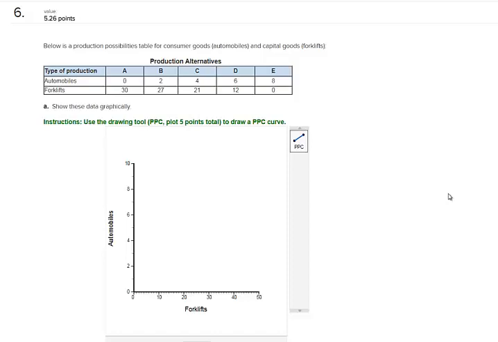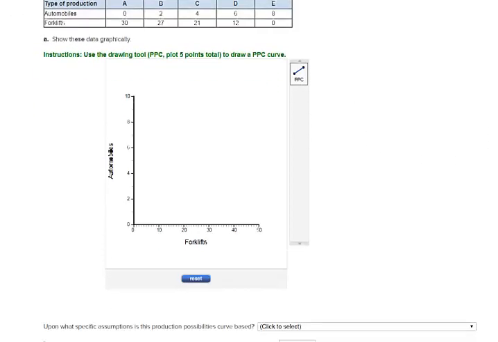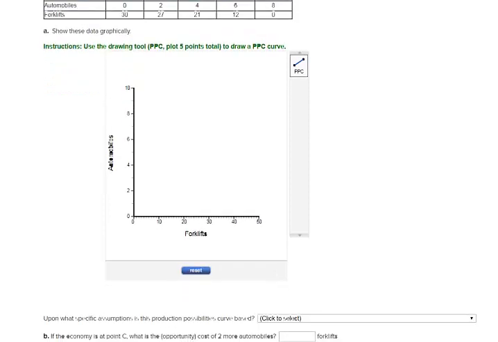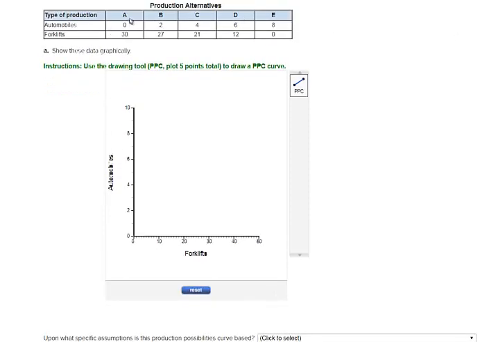I'm going to demonstrate the Chapter 1 homework problem on production alternatives. It's the problem that has the chart on automobiles and forklifts. So the first part, the A portion, tells you to show these data graphically. So what you're going to do is plot points A through E on this graph.